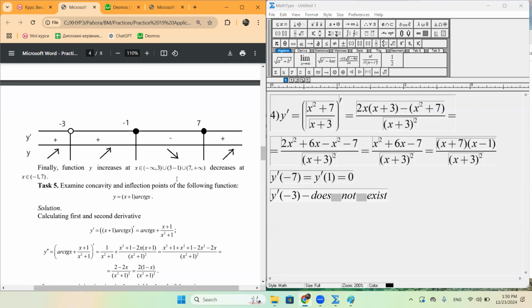Something is not correct here, so I will have to double check it. Write in these intervals, and just don't forget that when writing where the function increases or decreases, these points are not included, because either the function is not defined or the derivative is 0.